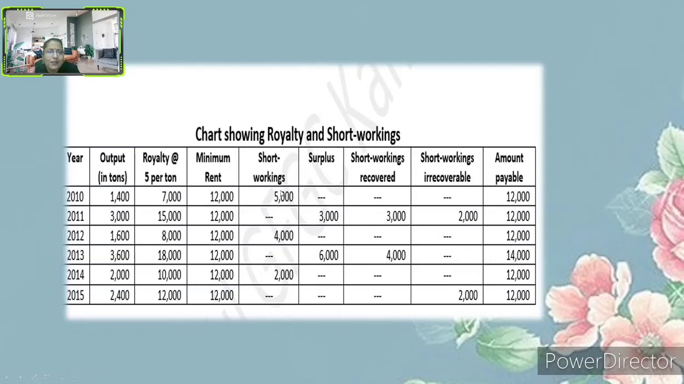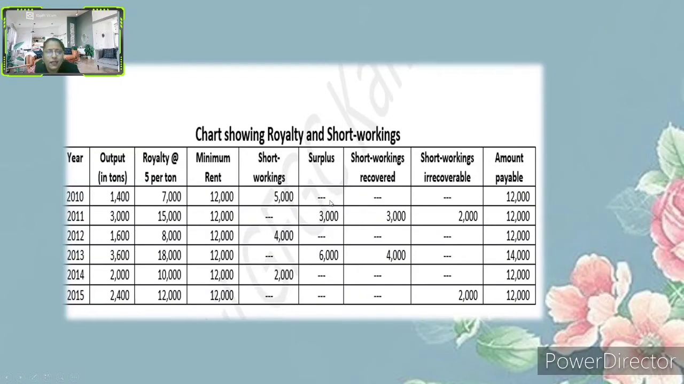Here we'll get the short workings. In the chart I have given you, 12,000 minus 7,000, we will get 5,000 as the short workings. In the next column we don't have any. And in 2012 also we have 4,000 short workings, 12 minus 8. Here it is not there. And in the year 2014 also we'll get 2,000, that is 12,000 minus 10,000. And in the last year we don't have any short workings. In this way we have to calculate the short workings.